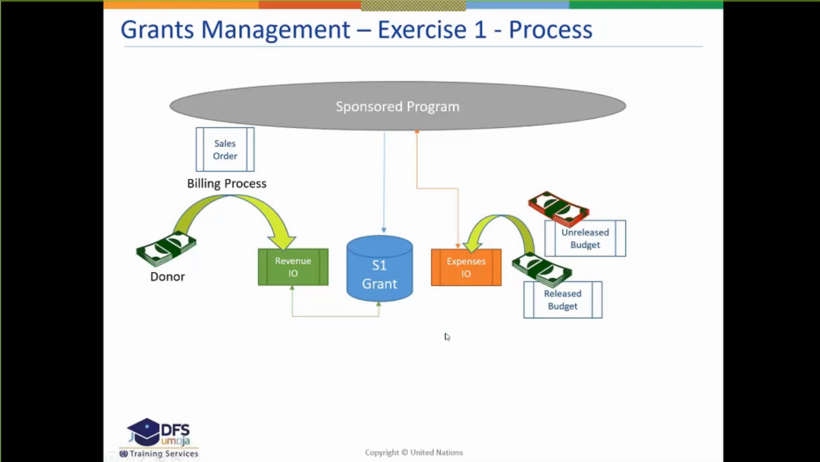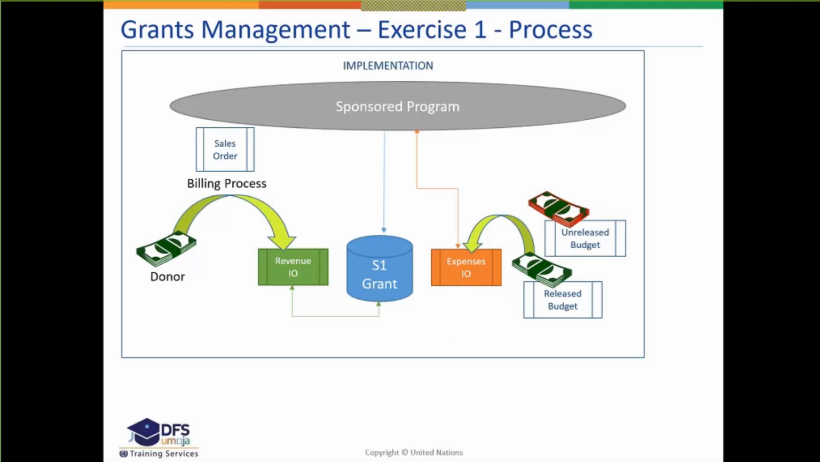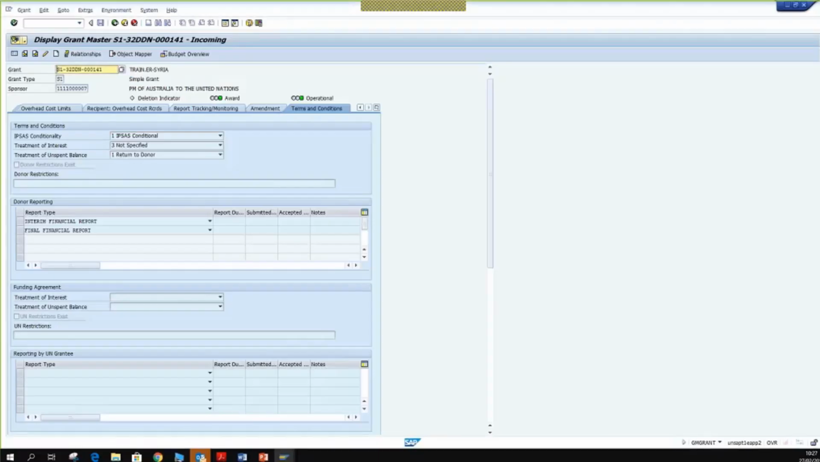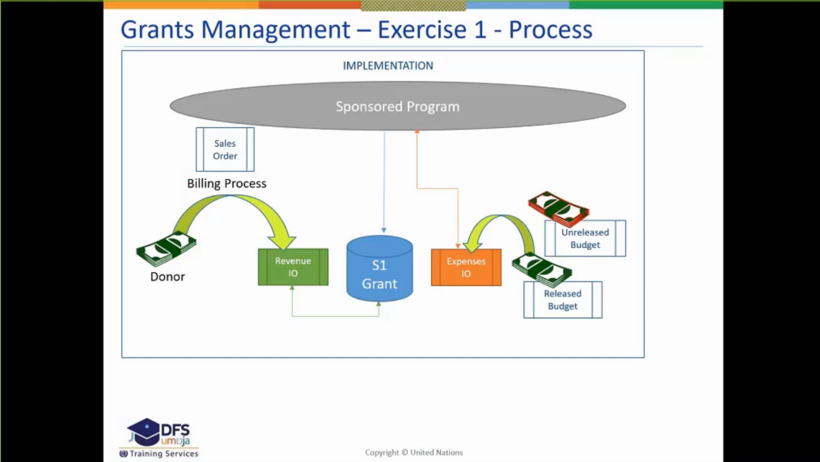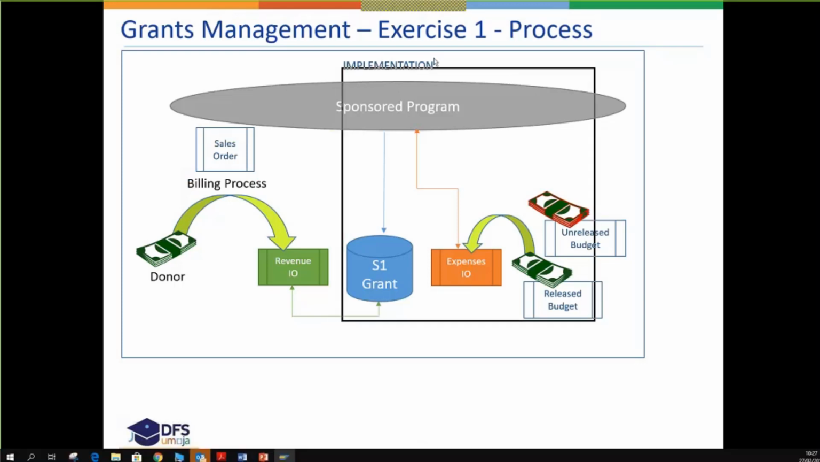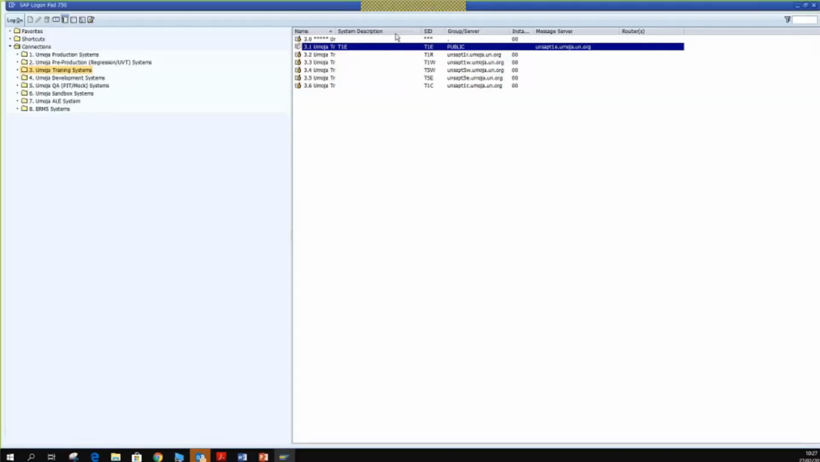Okay, so let's go to the system. I think everybody is with me, and we are going to release the budget. Remember that yesterday we created the unreleased one with the calculation of the IDC. So let me log out because I was logged in with my own user, but I don't want you to lose track of it. So who is going to do the release of the budget?